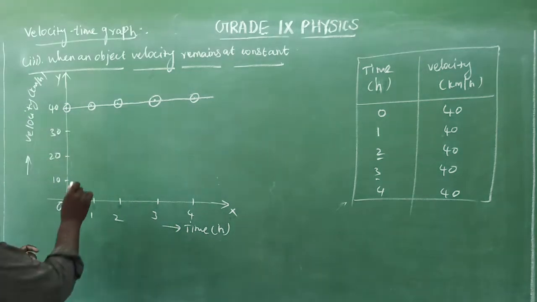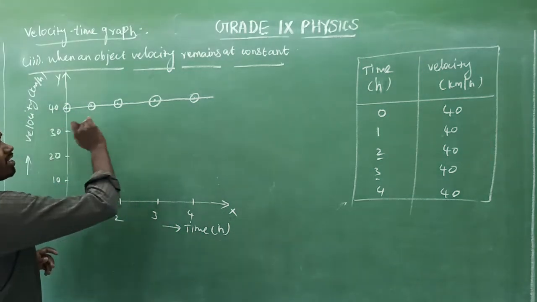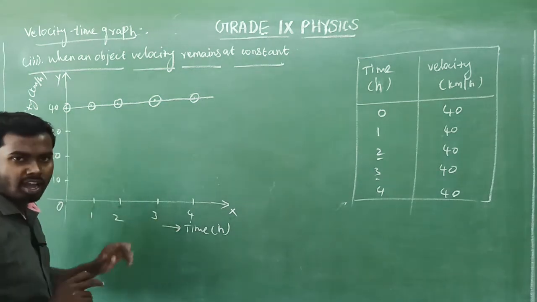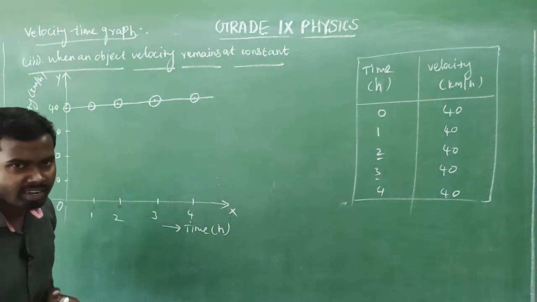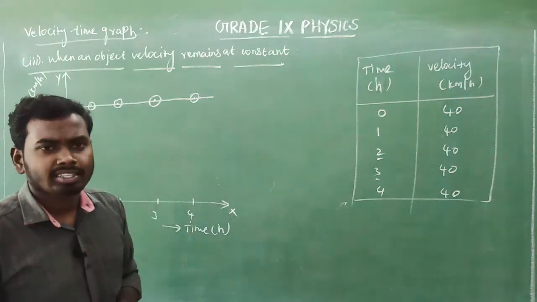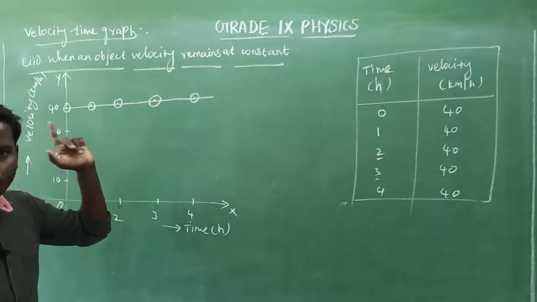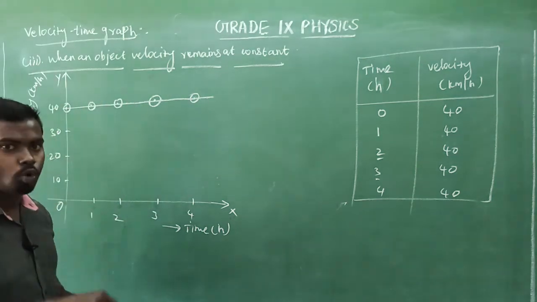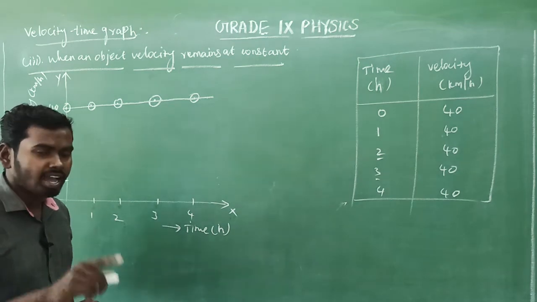If we connect all the points, we can get a straight line which is parallel to the time axis, which means the x-axis. We can say the object's velocity remains constant here. So what about the acceleration, sir? Because the velocity time graph is used to find out the acceleration, what is the acceleration here? That is a very big question.